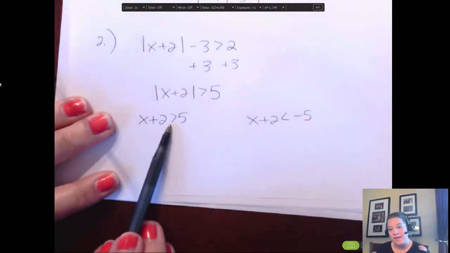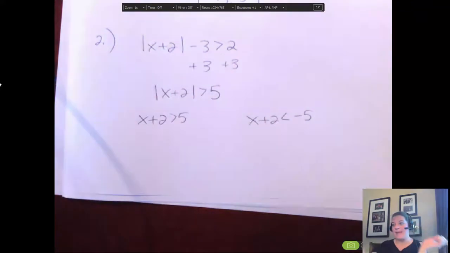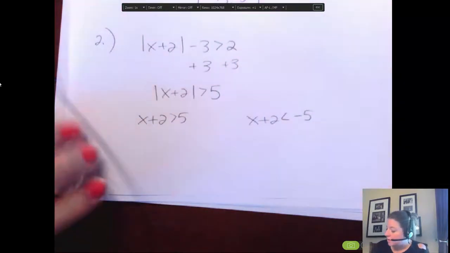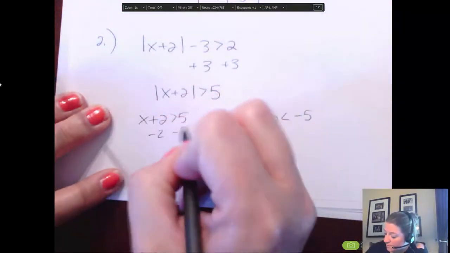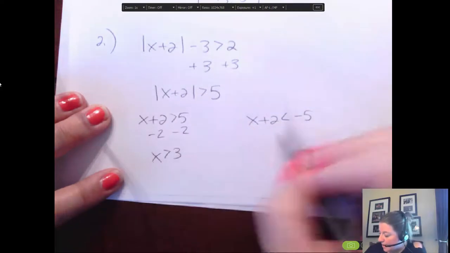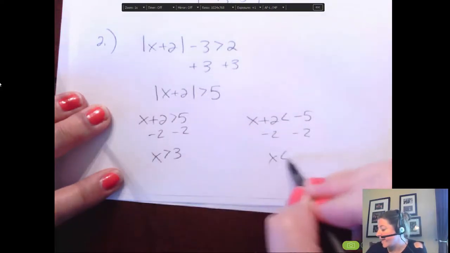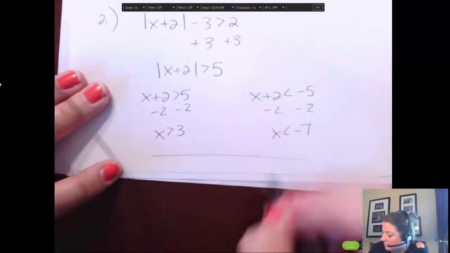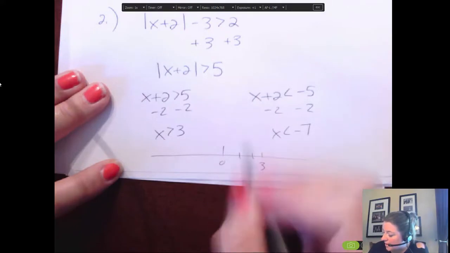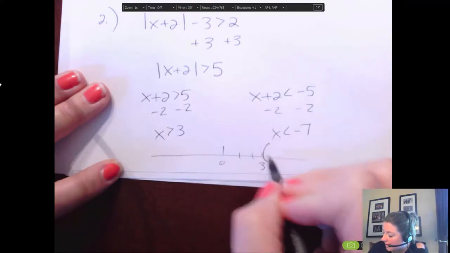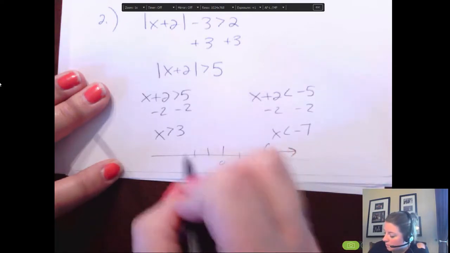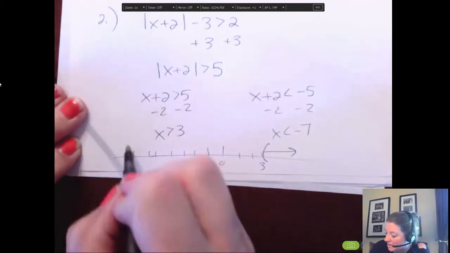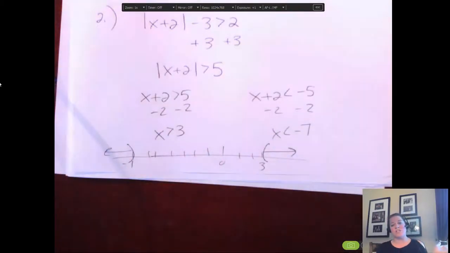Because you start with greater than and then go to less than, they each point out, so they either go in or out typically. Then we subtract the 2, and x is greater than 3. Subtract the 2 on the other side, and x is less than negative 7. I'm running out of paper here, but I can still fit it. Here's 0, 1, 2, 3. If you're greater than 3, it's a round bracket because you're not equal. Negative 7's way out here, and you're less than, so you're going this way. So you can see the "or" situation is going out.